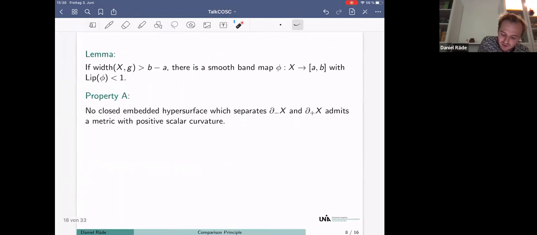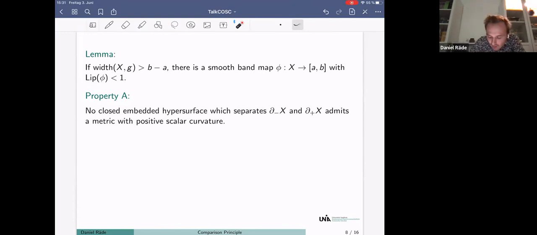And there is this lemma, which many people have proven now, and it's very clear that if you have a Riemannian band and its width is bigger or equal than B minus A, then you will find a smooth band map from X to the interval, which just means the del minus gets mapped to A and the del plus gets mapped to B, such that this thing has Lipschitz constant strictly smaller than 1. So you basically just use the distance functions from the 2 boundaries, and then you get a 1-Lipschitz function, and then you smooth it out a little bit.